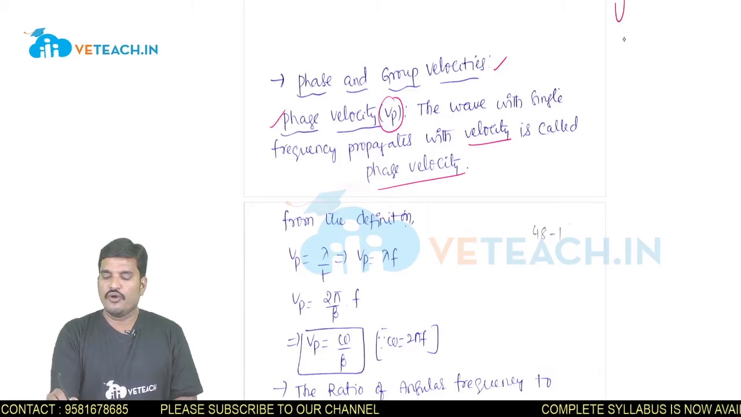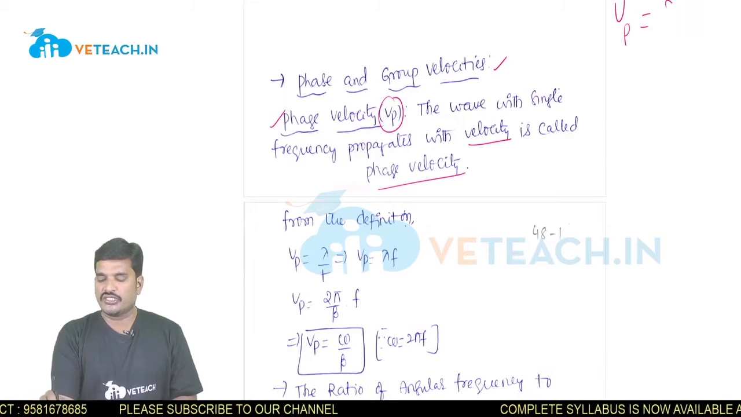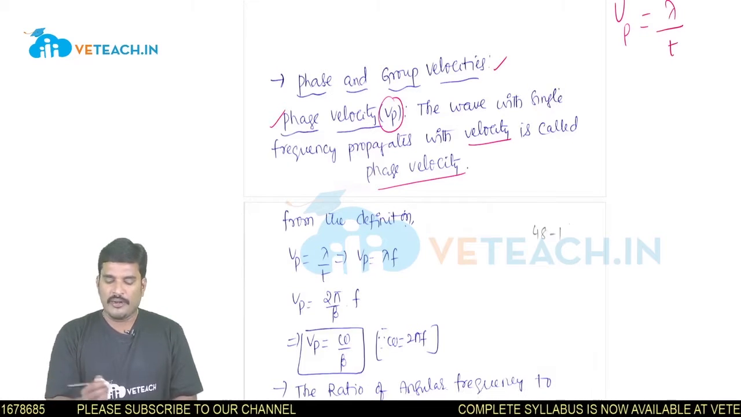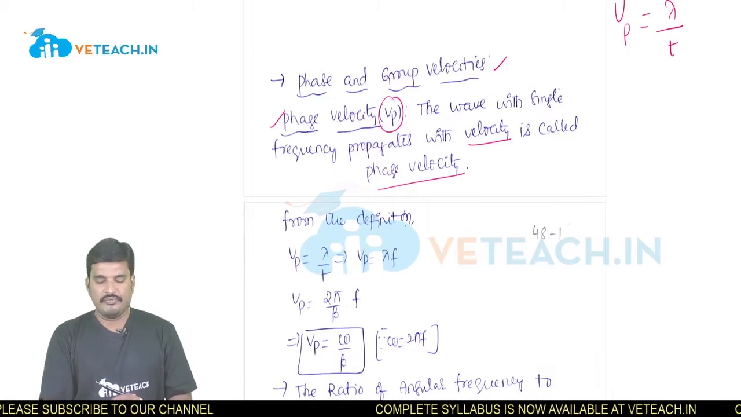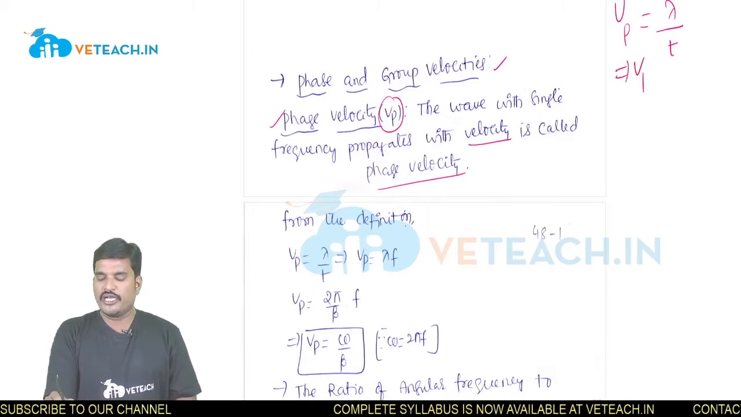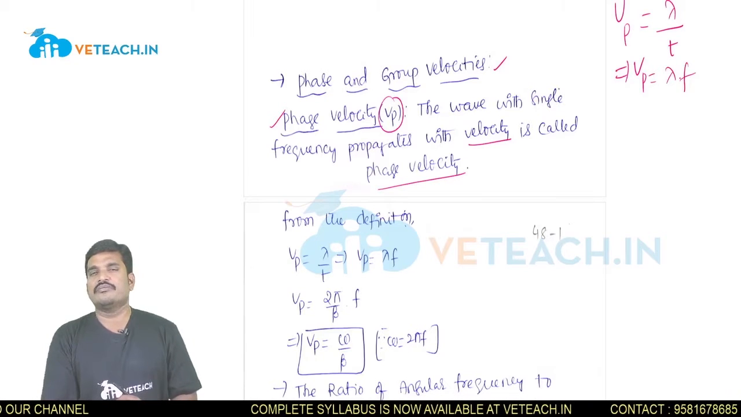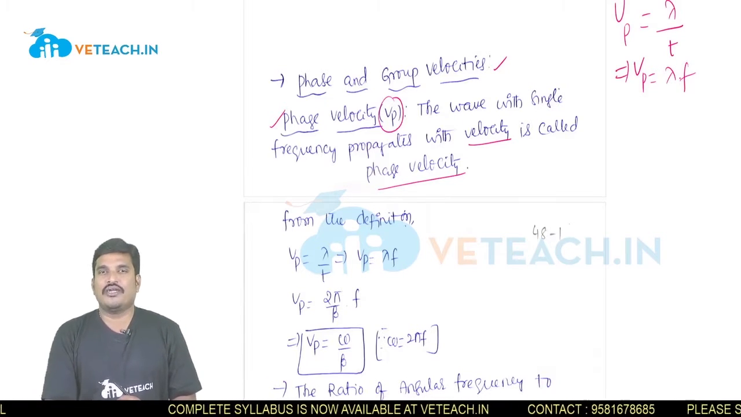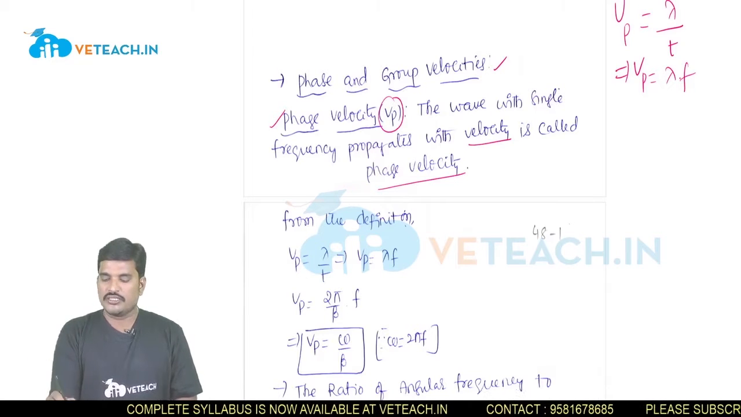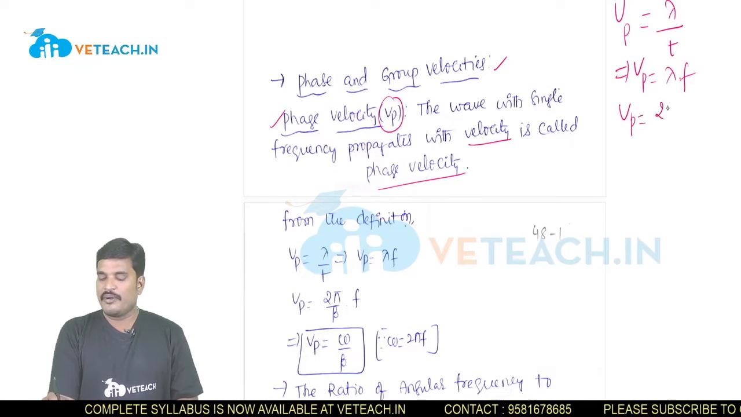From the definition, we know Vp, the phase velocity, is equal to lambda by T. Lambda means the wavelength and T is the time. And for this, we can write Vp is equal to lambda into f. Why am I writing this? Because the frequency and the time are reciprocals of each other. That's why I write it like this, where lambda is equal to 2 pi by beta.